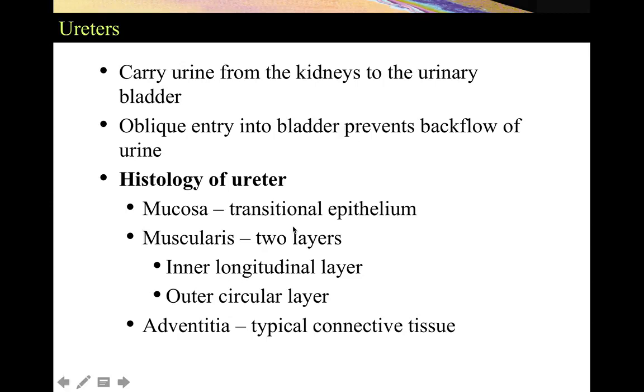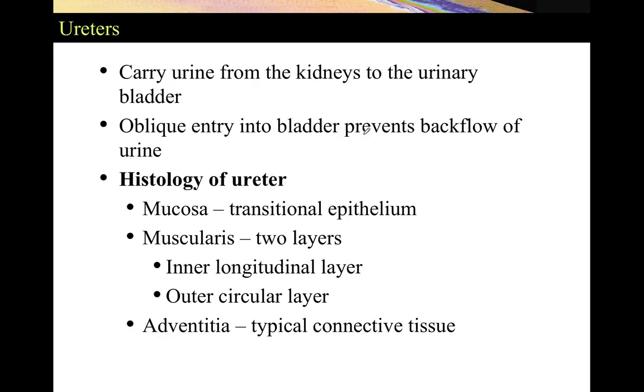Now, if you guys remember, we said that the structure or the organs associated with the urinary system starts with the kidney. And when urine is produced by the kidney, it gets passed down to the long tubes, which we refer to as ureters. Now, a couple of things about ureters. Ureters have a mucosa lining that is made up of transitional epithelium.